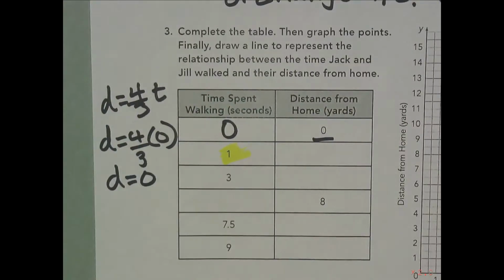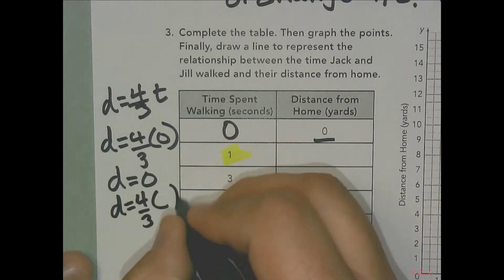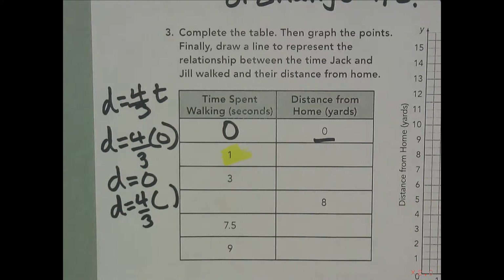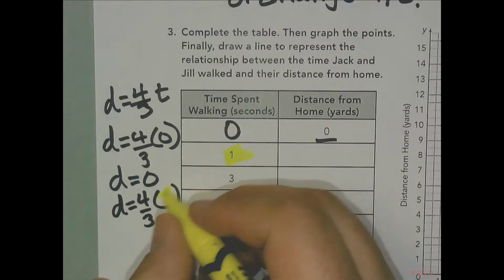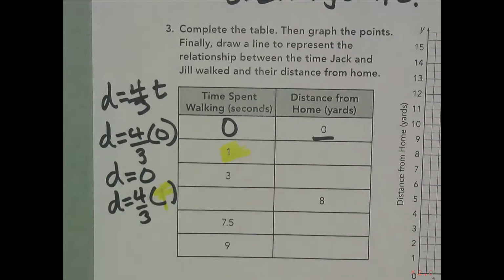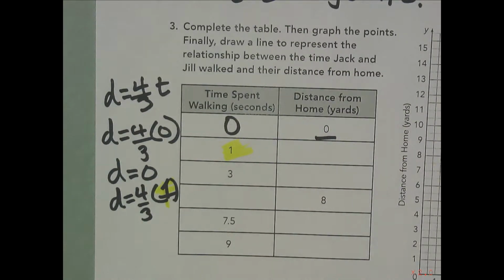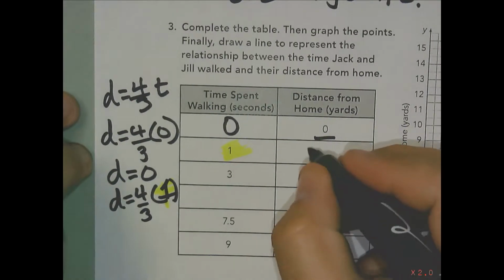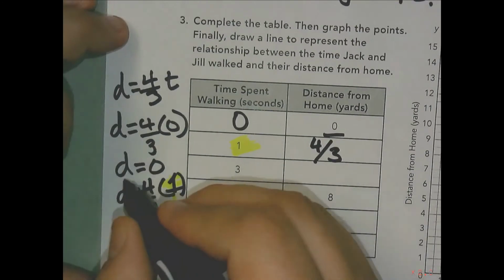Now to do the next one, the time spent after 1 second, how far do they go? Well, I start with the same formula. I'm going to say d equals 4/3 times t. But I'm going to plug in the number 1. So in here, I'm going to plug in the time, which is the number 1. Now, what's 1 times 4/3? 4/3, right? So over here, I'm going to say 4 over 3. How do you think I get the next one?